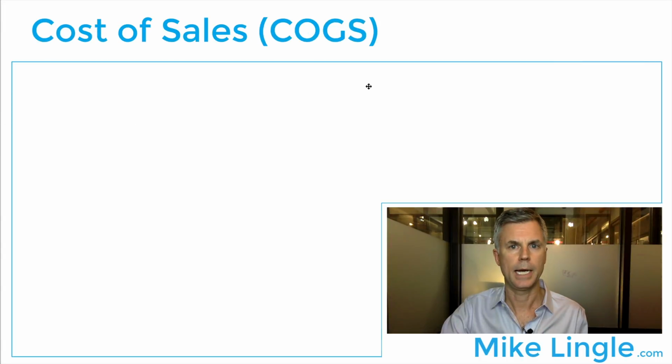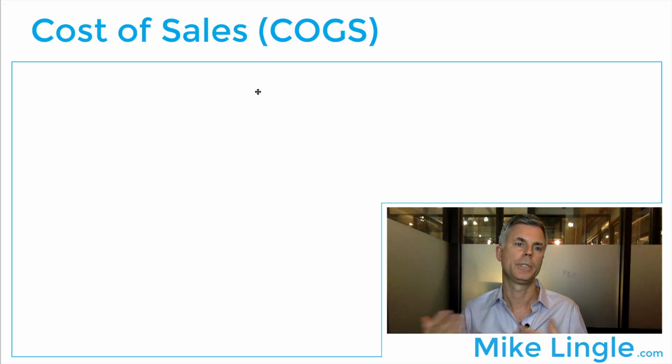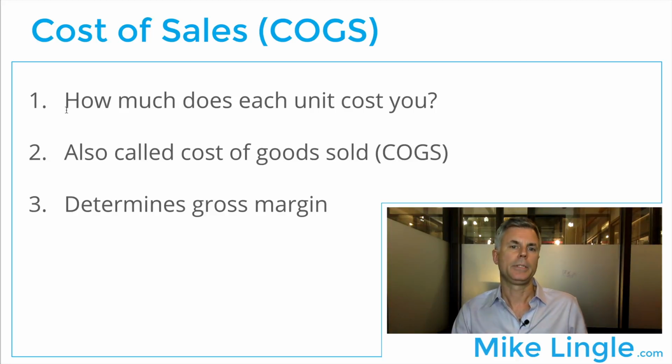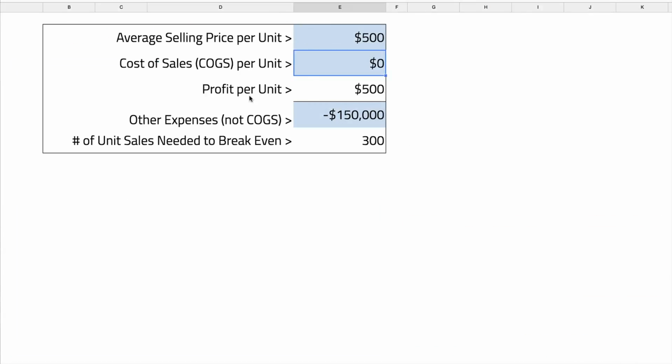So now let's talk about the cost of sales. And what that is, is what each unit costs you to make. And so how much does each unit cost you? It's also called cost of goods sold. So you hear people refer to COGS, and it determines your gross margin. We're not going to get too deep into that. But basically, we can go back to our $10 price here and factor in a $3 cost of sales. And now we have a profit per unit of $7. So we're not making $10 per unit, we're making $7 per unit.